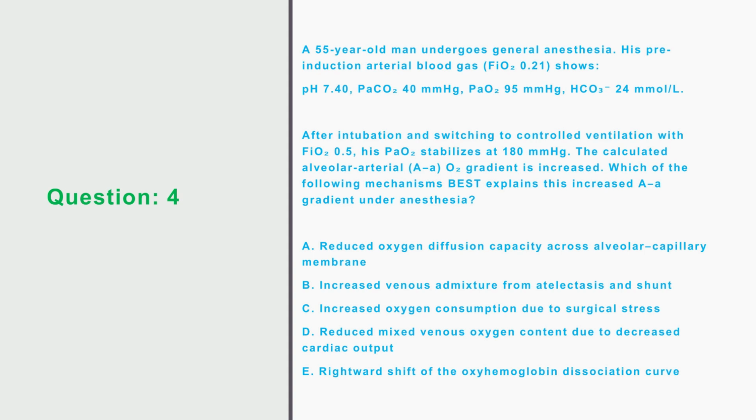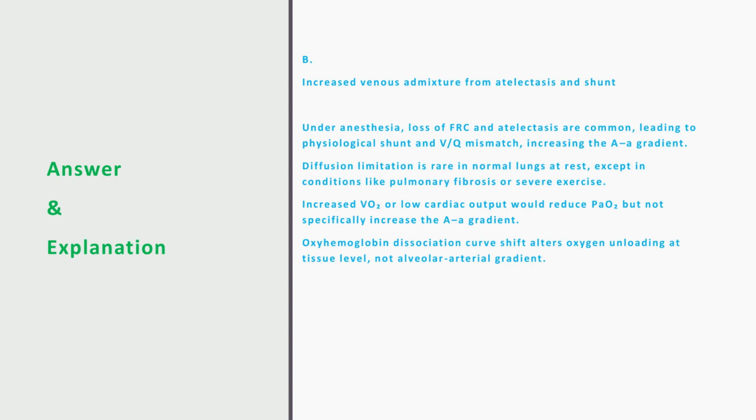A. Reduced oxygen diffusion capacity across the alveolar-capillary membrane. B. Increased venous admixture from atelectasis and shunt. C. Increased oxygen consumption due to surgical stress. D. Reduced mixed venous oxygen content due to decreased cardiac output. E. Rightward shift of the oxyhemoglobin dissociation curve. Correct answer is B. Increased venous admixture from atelectasis and shunt.